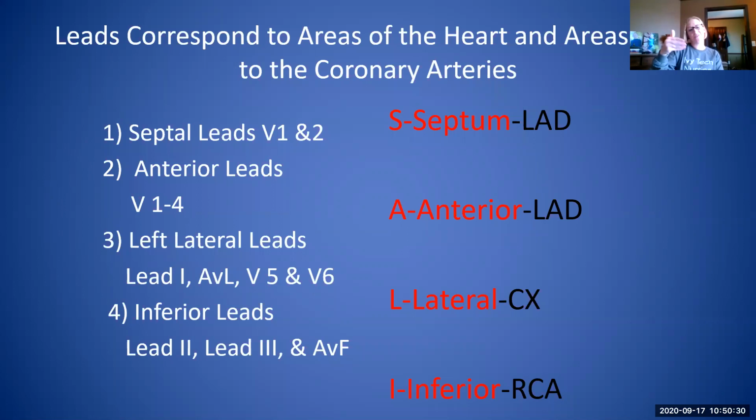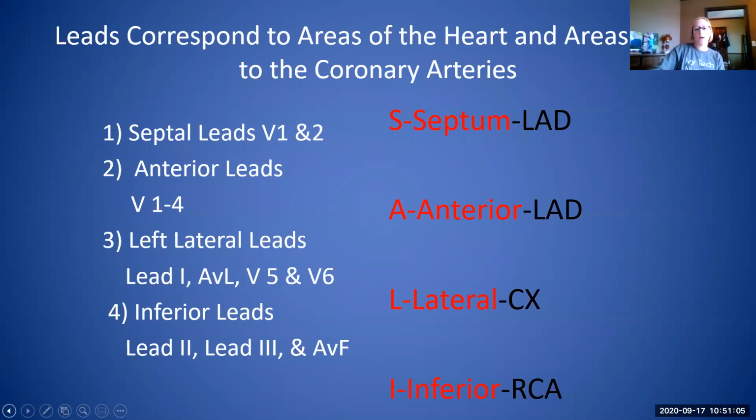I don't have a saying for which leads correspond to which one, but if you look, they kind of go down the row. When you have your septal, anterior, lateral, and inferior, you have your V1 and V2. Anterior, you have your V1 through V4, so your V1 and V2 leads do overlap with your anterior leads. Then your left lateral are the V5 and V6 with leads 1 and AVL. Inferior leads are leads 2, 3, and AVF. Now these leads 1, 2, and 3 are different than your V1, V2, and V3, so just make sure you remember that there's a difference there.